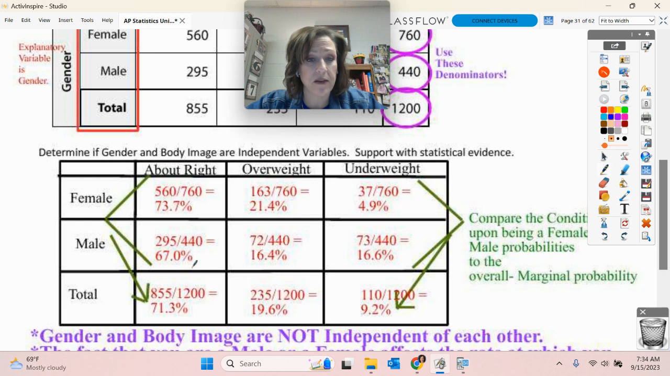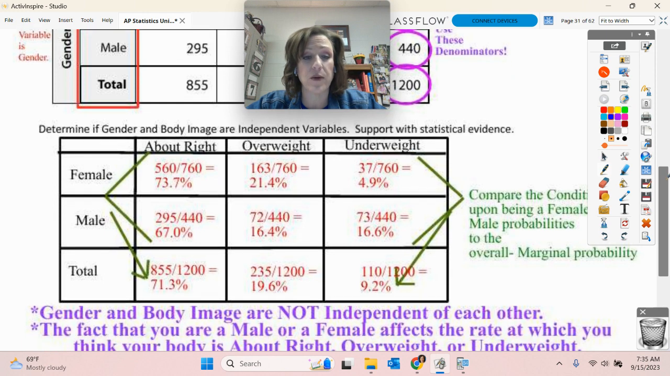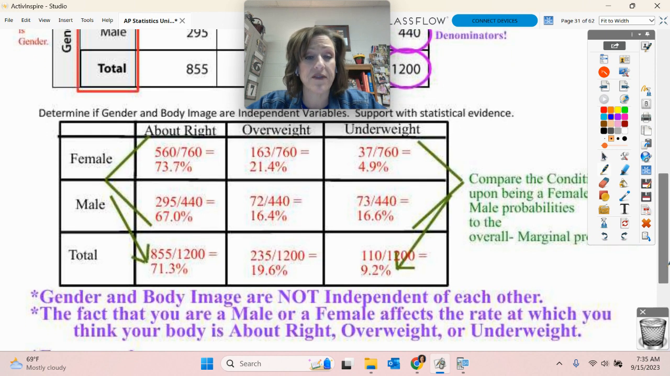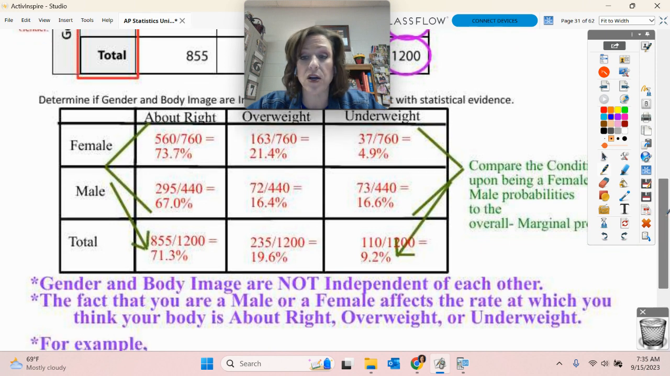Okay, so here we go. I see differences happening. So therefore, I think the fact that you are one gender has an impact on the rate at which you think of yourself as about right, overweight, or underweight. So there we go. Therefore, you can say a couple things. Gender and body image are associated, have an association, or gender and body image are not independent of each other. Elaborate, because the fact that you are male or female affects the rate at which what you think about your body being about right, overweight, or underweight.